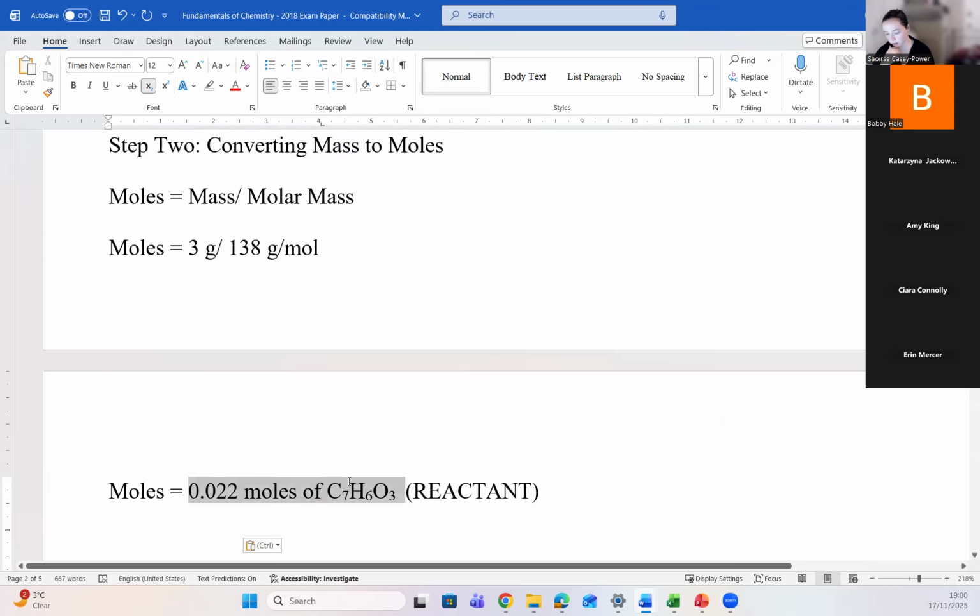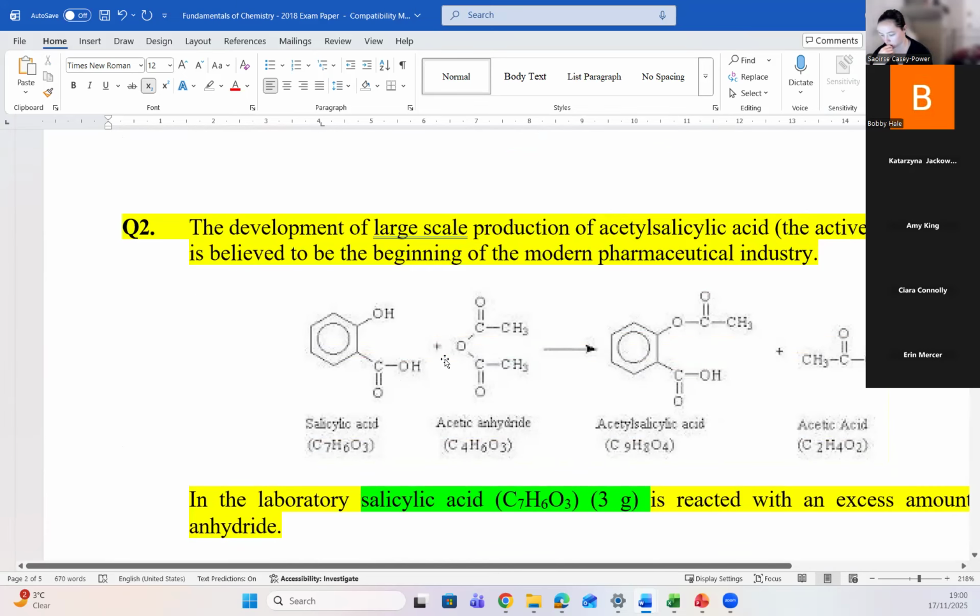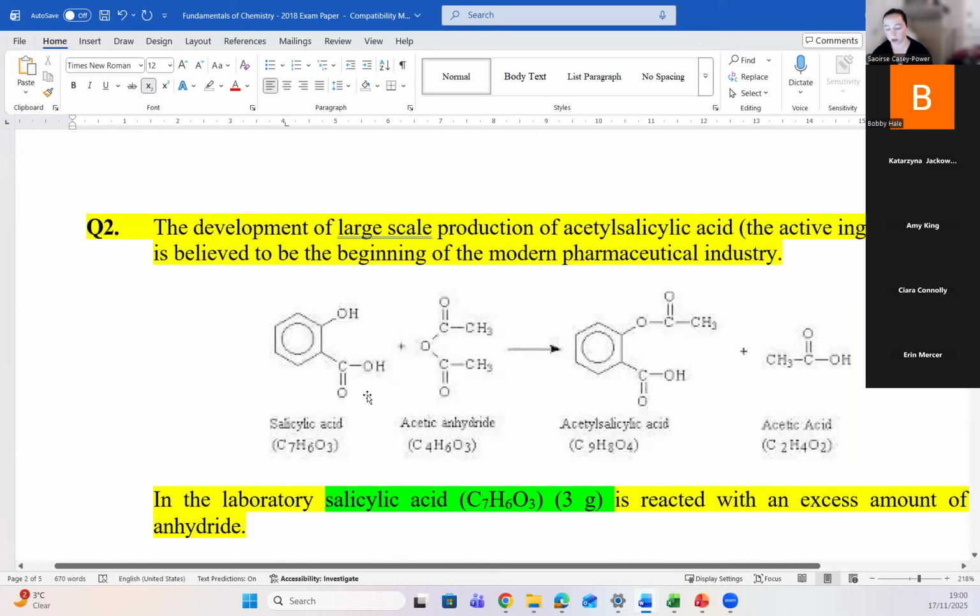Okay, so we've actually already worked out the moles of our reactant, C7H6O3. I'm going to put those down here. Sorry guys, let me scroll back up. It's a little bit different for this one, but we have a 1:1 reaction here. We don't see any subscripts or coefficients in front of any of these molecular formulas, so it's a 1:1 reaction.